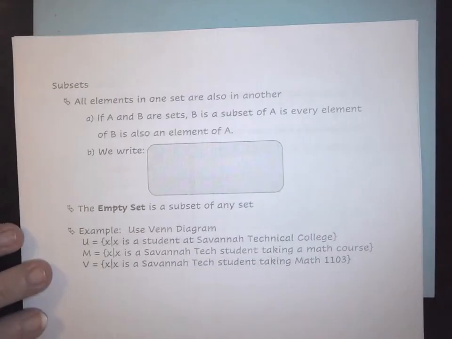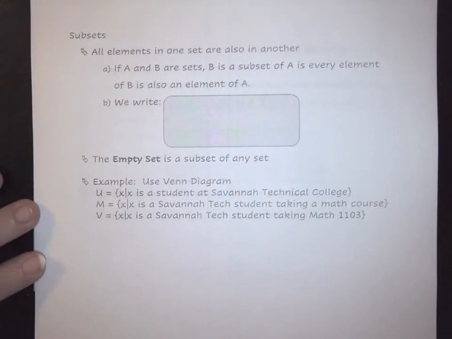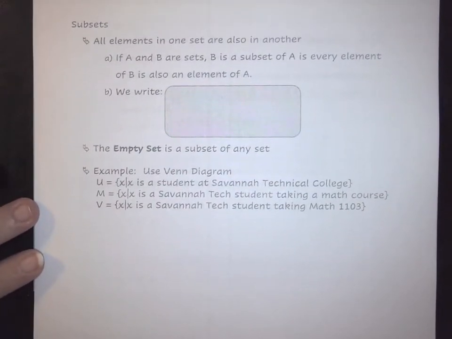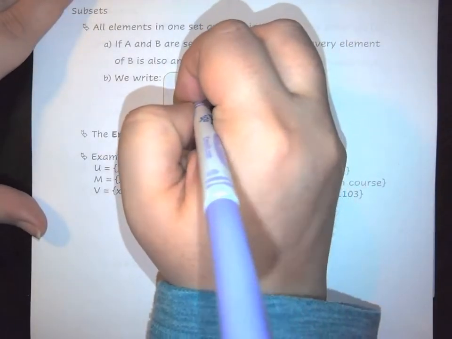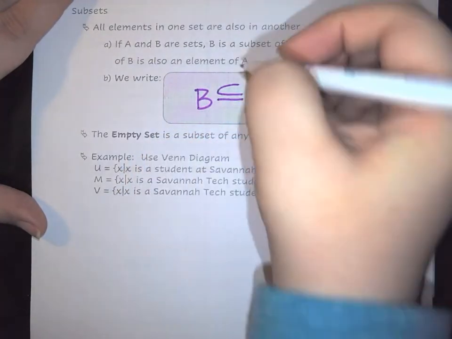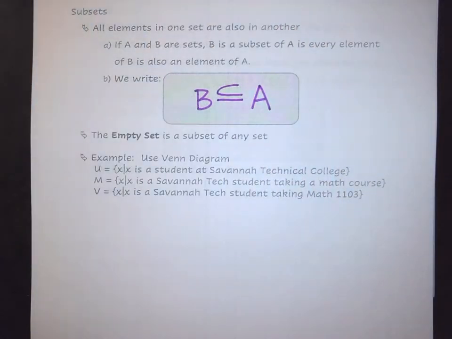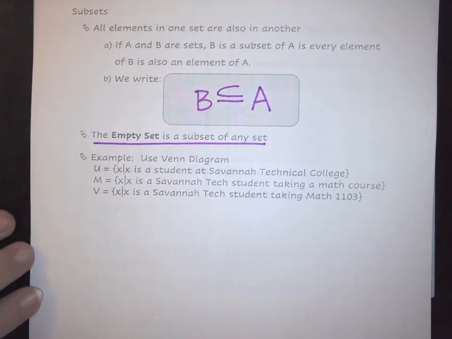Now with this, we have what's called subsets. Subsets are elements in one set that are also in another. So if A and B are sets, B is a subset of A if every element of B is also an element of A. When we do that, we write this as B, we put this squished up C with a line underneath it, and then A. Now, one thing to note is that the empty set is always going to be a subset of any set.